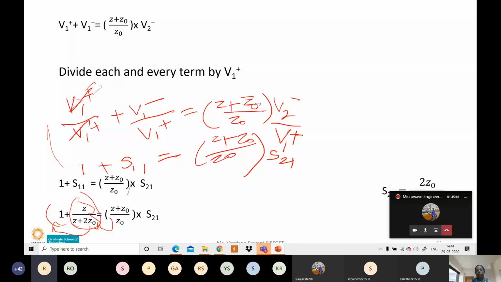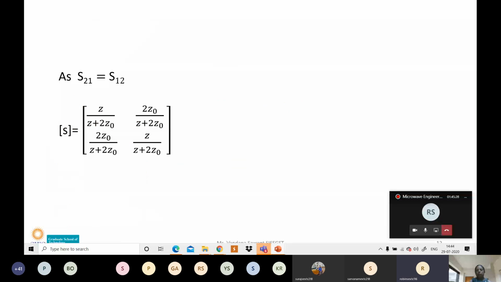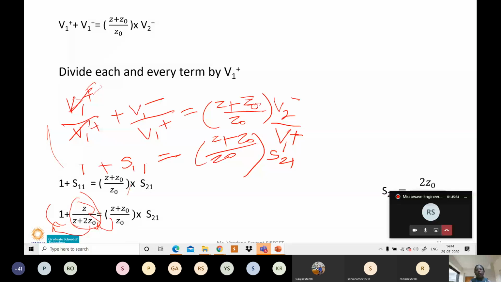2Z0 by Z plus 2Z0. Z0 divided by Z plus 2Z0, right? Okay, all of you solve it for S21. Be fast.